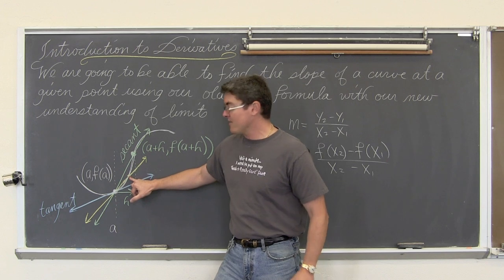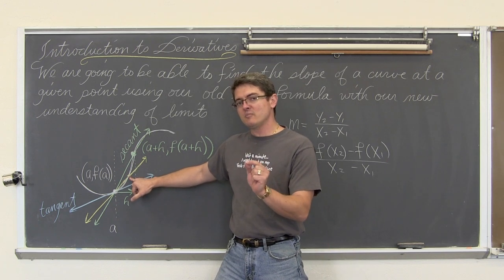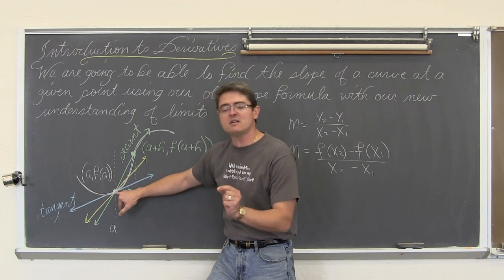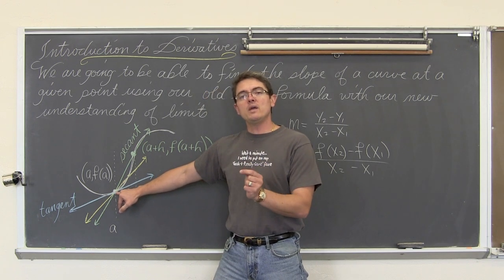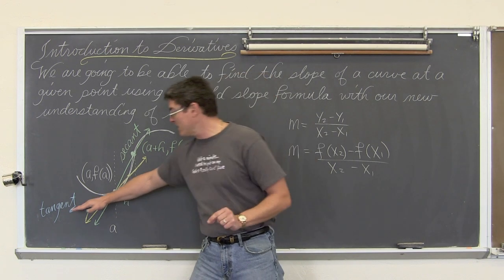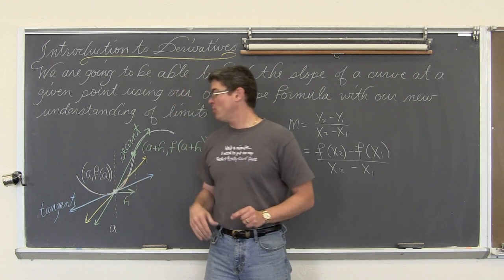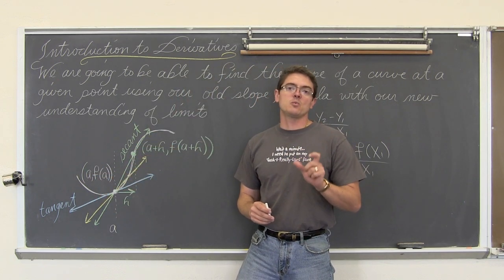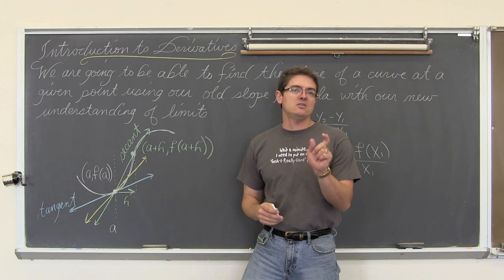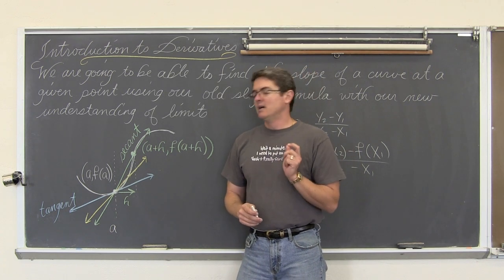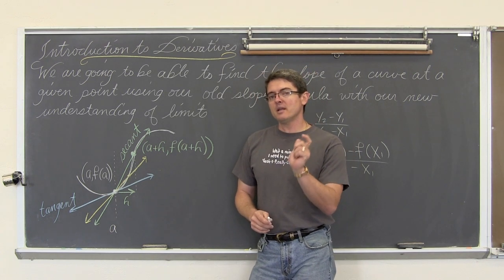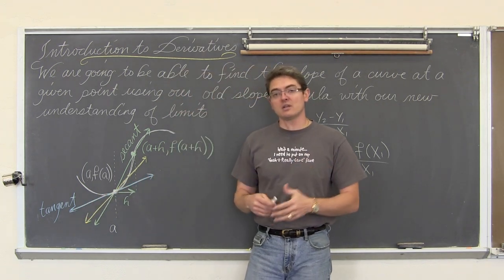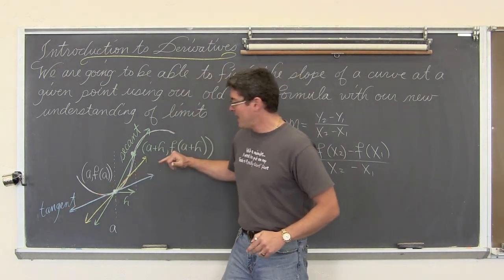And then if I can allow that second point, because we still need 2 points to find slope, to get really close to the first point, we could have an extremely accurate estimate of the slope of this curve at that point. And indeed, with calculus, we can allow that value of h to approach 0, or allow the limit to approach 0, and basically get a tangent line, a line that touches a curve at one point.